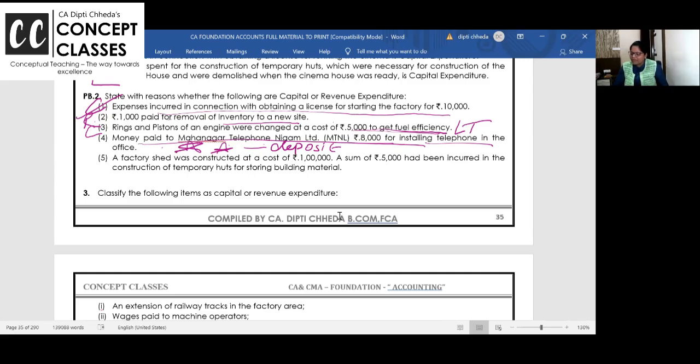A sum of 5,000 had been incurred in the construction of temporary huts for storing building material. Okay. So first of all, you have made a factory shed. In a factory, sometimes sheds are put up for storing the stock and all. So this is very well a capital expenditure. And 5,000 you have spent for putting a temporary shed. That is also a capital expenditure.